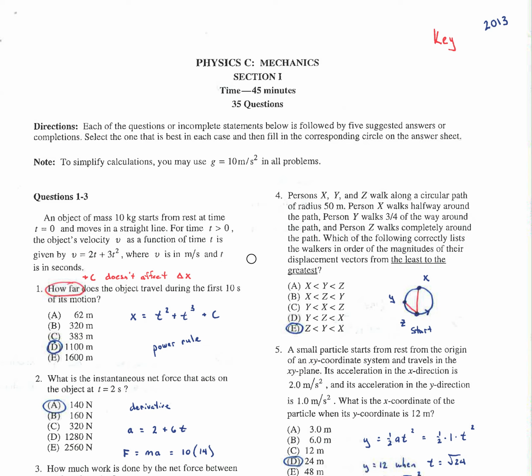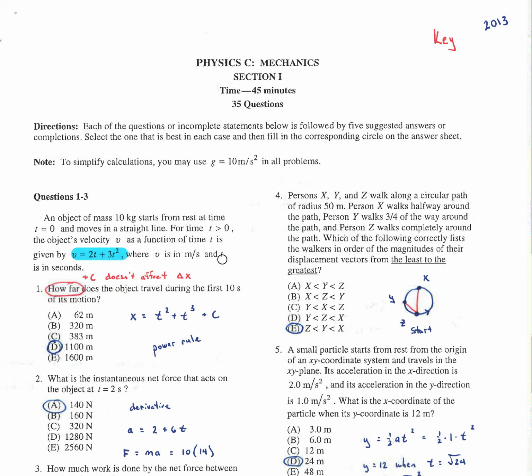Physics, mechanics. Okay, so we have an object of 10 kilograms, which is probably fairly irrelevant, and it gives us some velocity function here. So the velocity is 2t plus 3t squared. We know that the velocity is nonlinear, so it's going to require calculus. Two choices. Choice one, how far does the object travel?